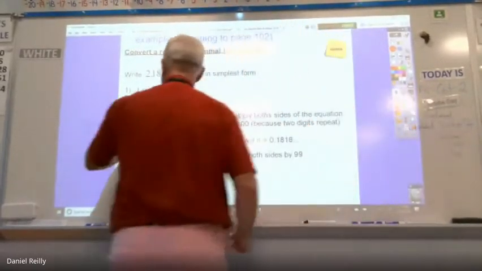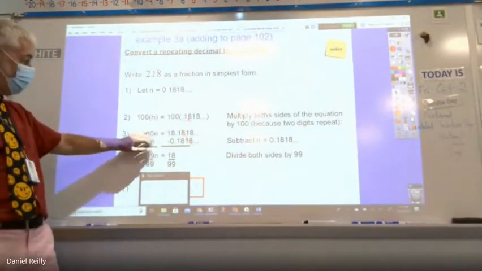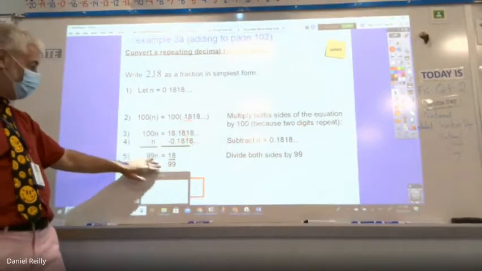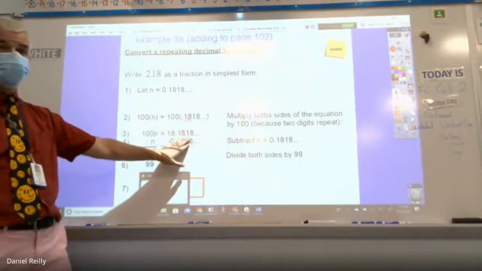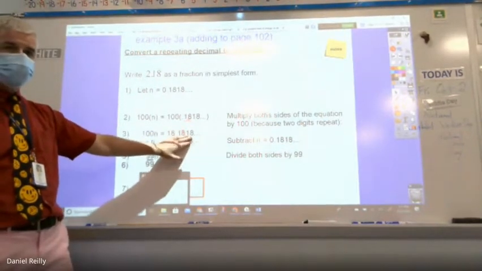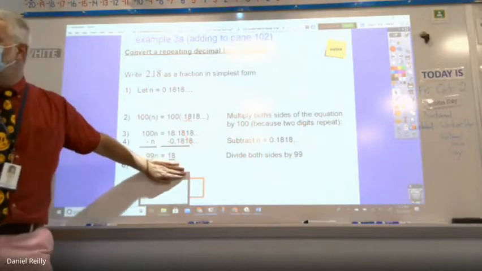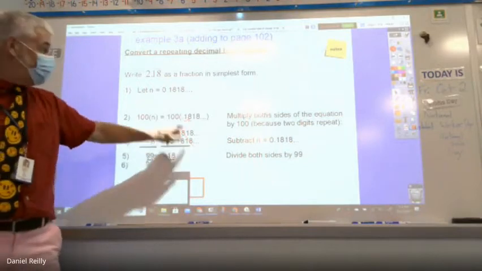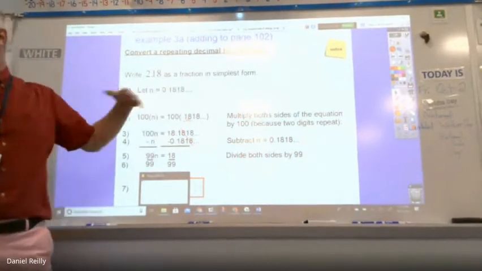Because I subtracted from 100n here, I subtracted n from both sides. This side I subtracted an n, which left me with 99 n's. And over here, n and 0.18 repeating are the same thing. So this side I subtracted the repeating decimal to get just 18. Right, so that means n is the repeating decimal? Correct, that's what I said at the beginning, right? I let n equal the repeating decimal at the very beginning. That's how I start these.